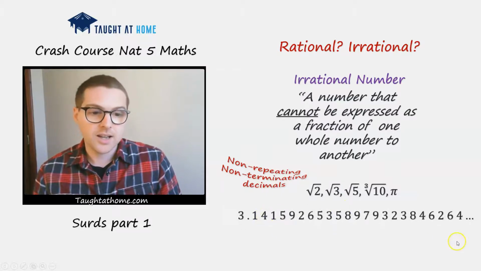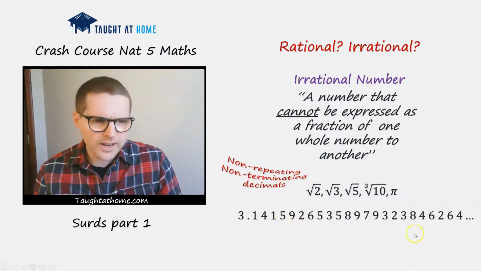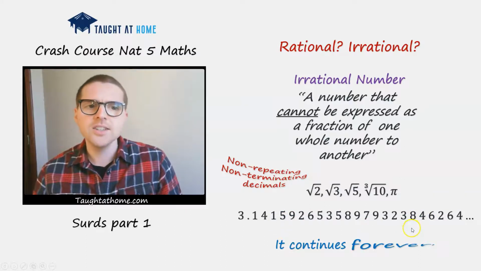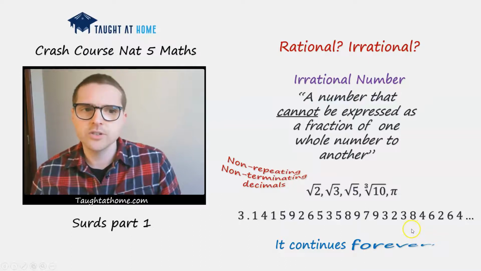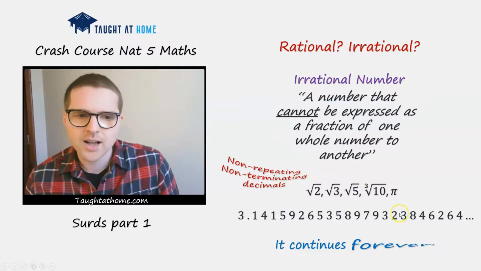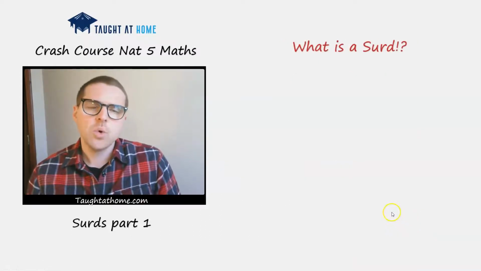Here's pi to about 20 decimals. We know that it continues forever. And this is typical of irrational numbers. This is what irrational numbers are. So what is a surd then?